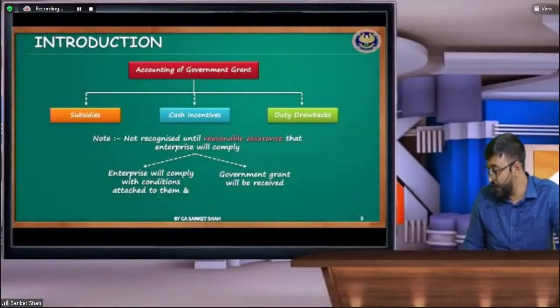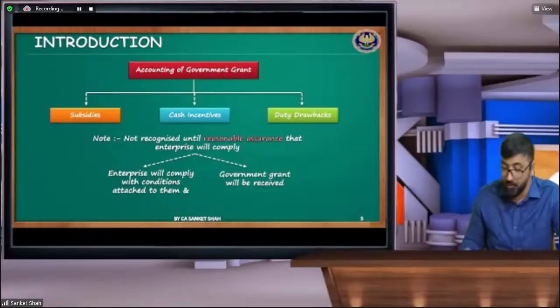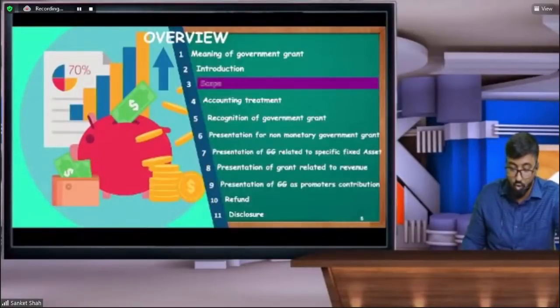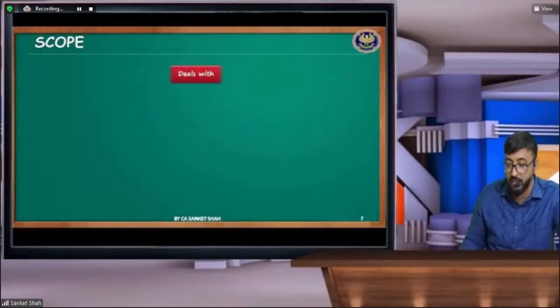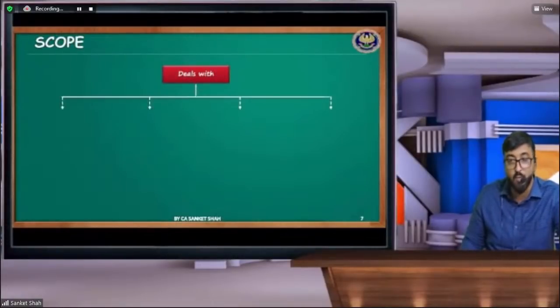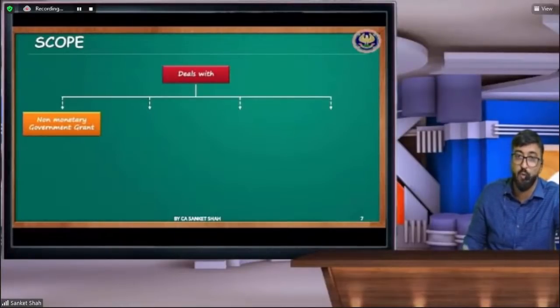Now we will move to the next part. Now, scope. What is scope in and scope out for this standard? Scope in is non-monetary government grant. What is non-monetary? Non-monetary means which is not in the form of cash. The second one is related to fixed asset.